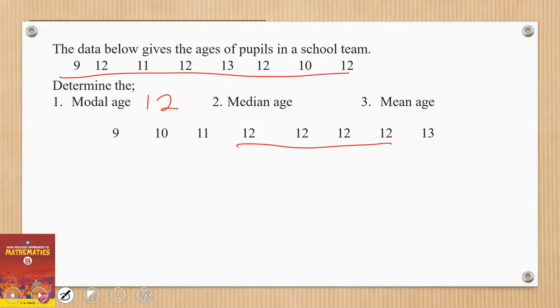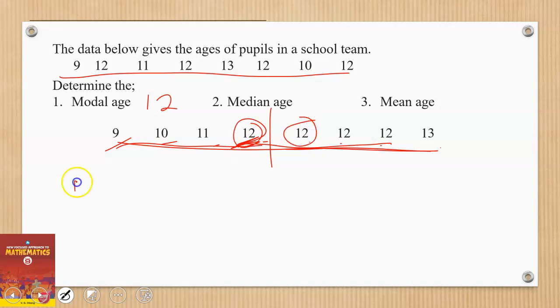Now, for us to find the median, we need to arrange this again in order of magnitude. Of course, that's what I've done here. And this time around, it is in ascending order of magnitude. Then we look at the middle number as it's arranged in order of magnitude. Since we have 1, 2, 3, 4, 5, 6, 7, 8, the middle comes here. So we have 4 on the left, 4 on the right. Our median lies between this 12 here and the 12 here. So what we do is look at the average of these two numbers, and that becomes still 12. So our median age is 12.